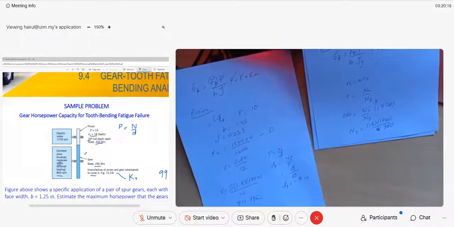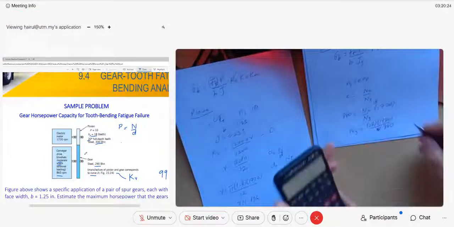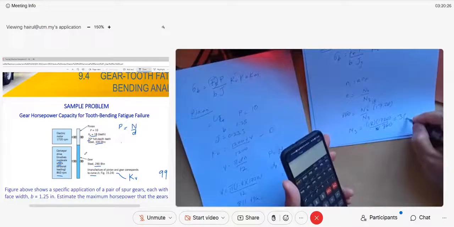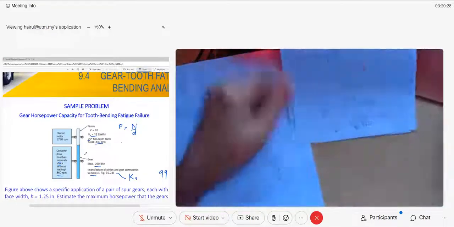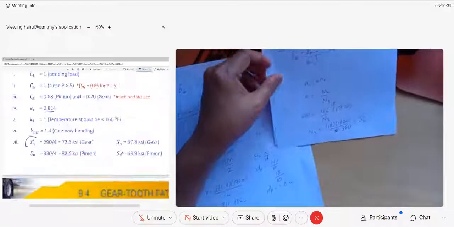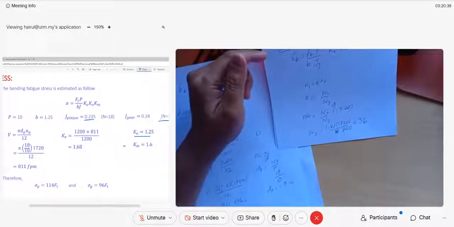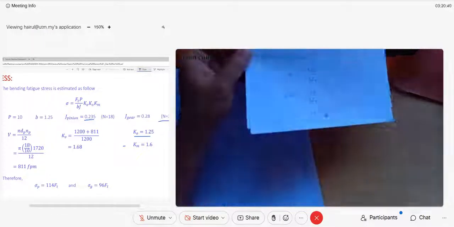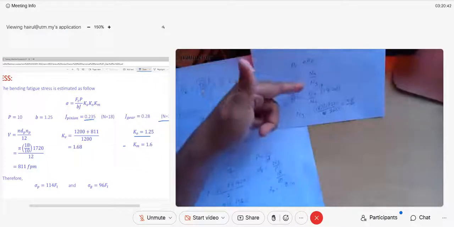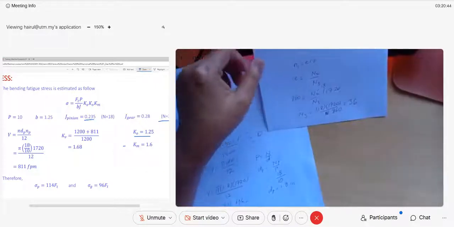36. You must know this, guys. The gear is 36. It is not shown here, but you should have calculated the gear already. You must know this thing, guys. This is basic. The gear is 36.